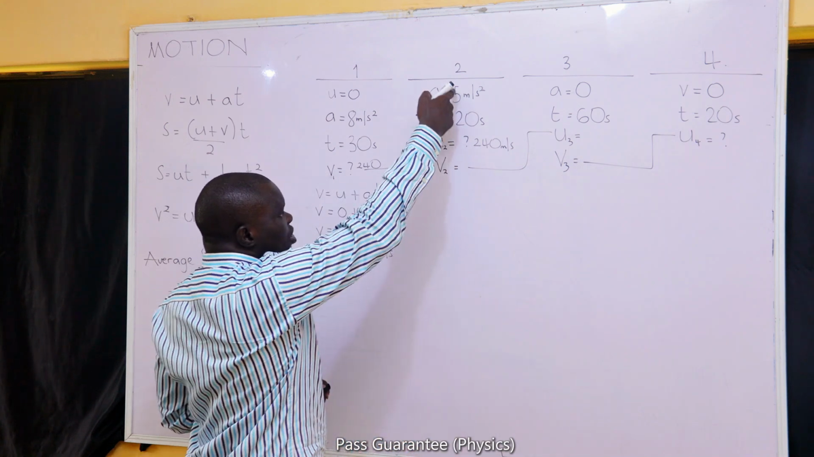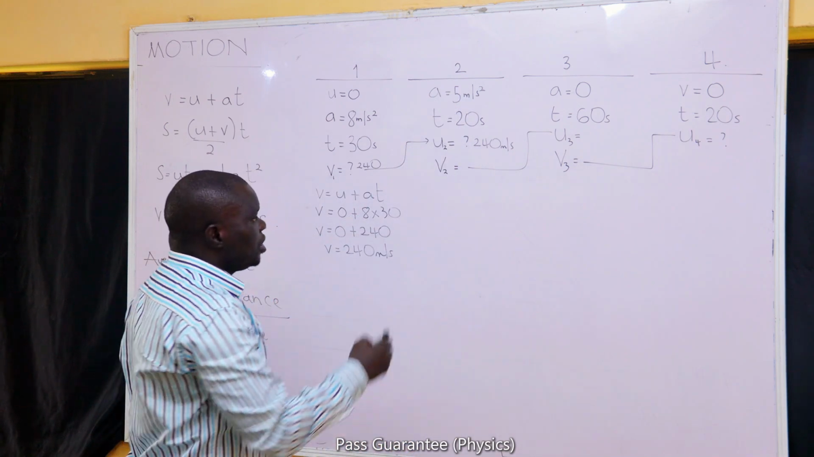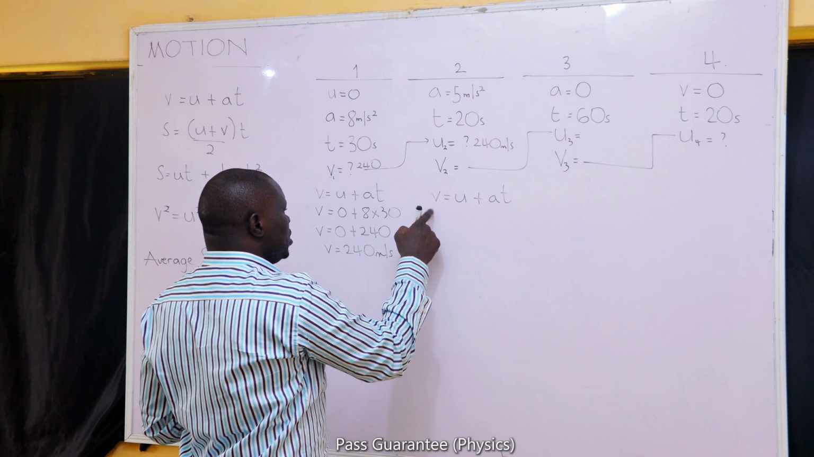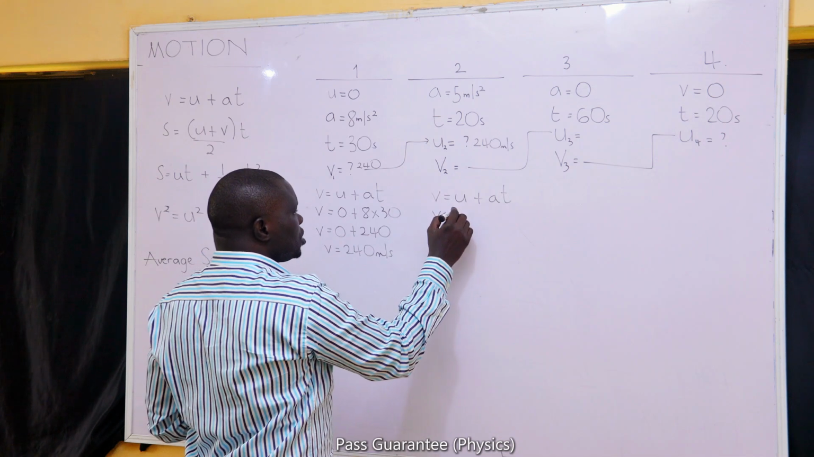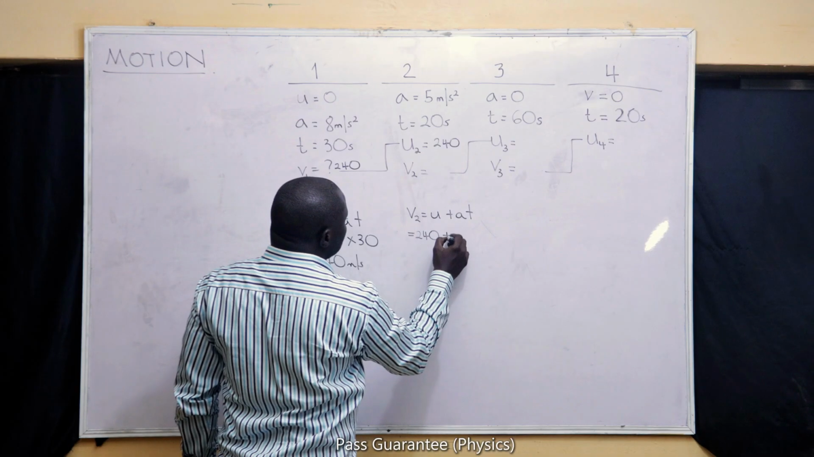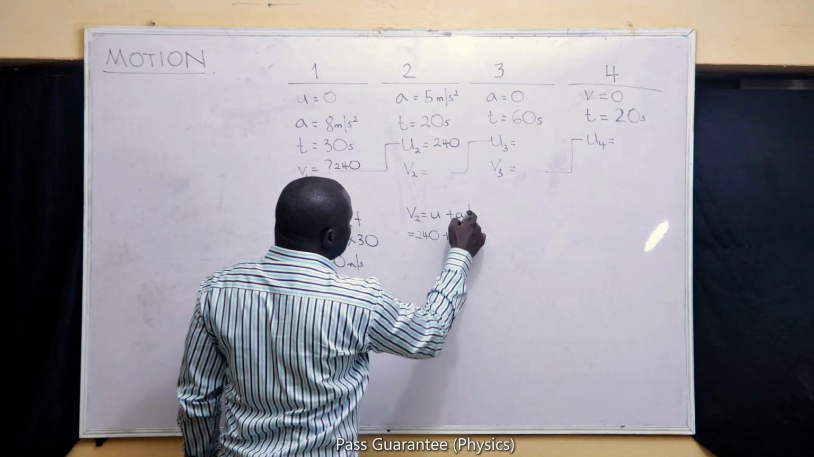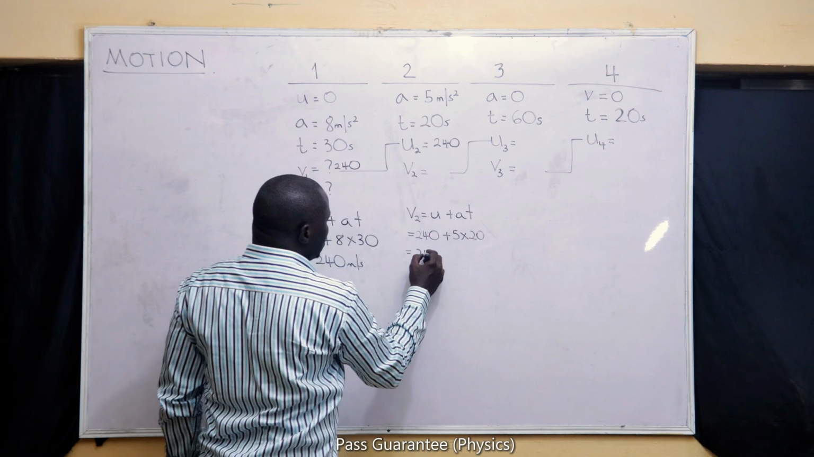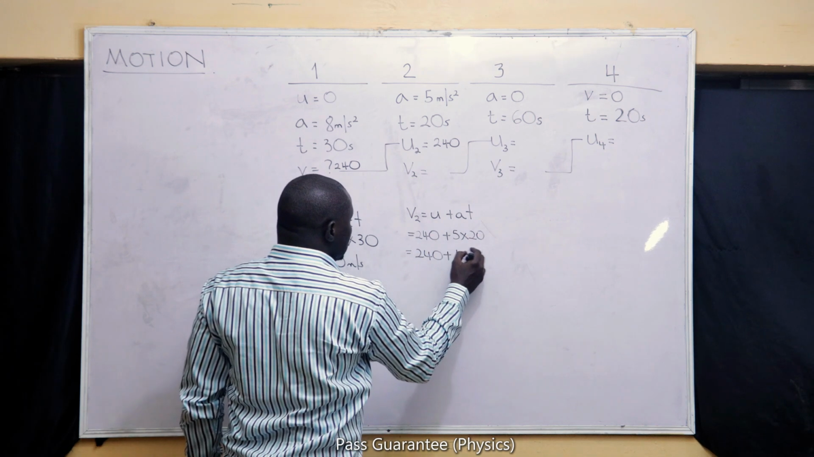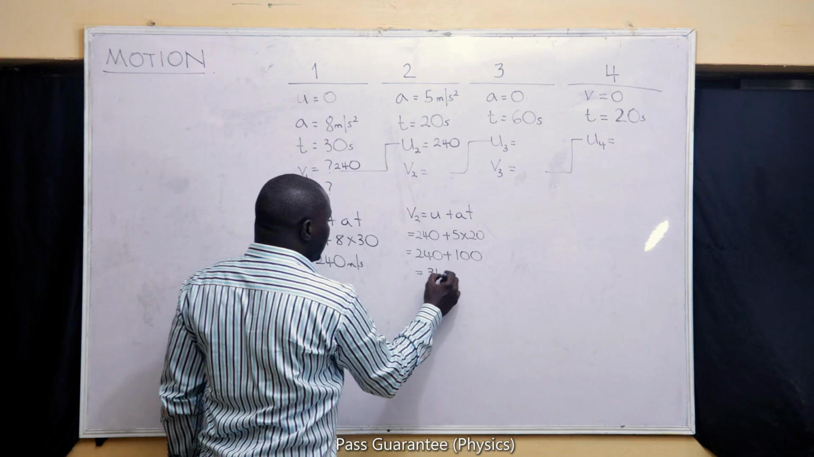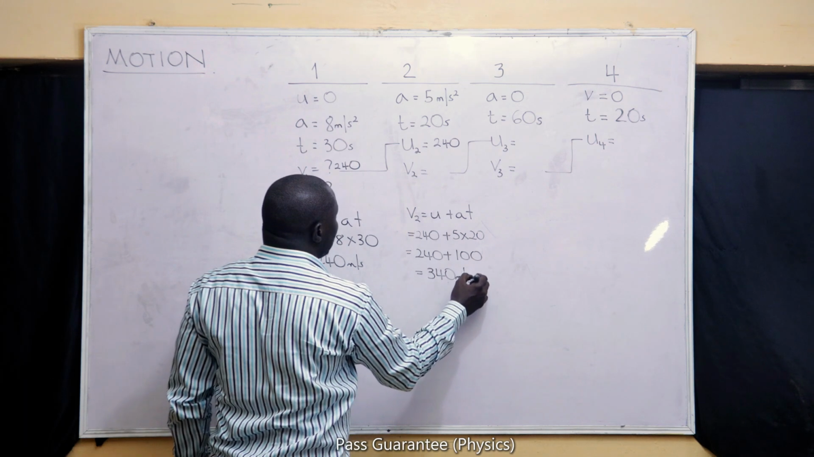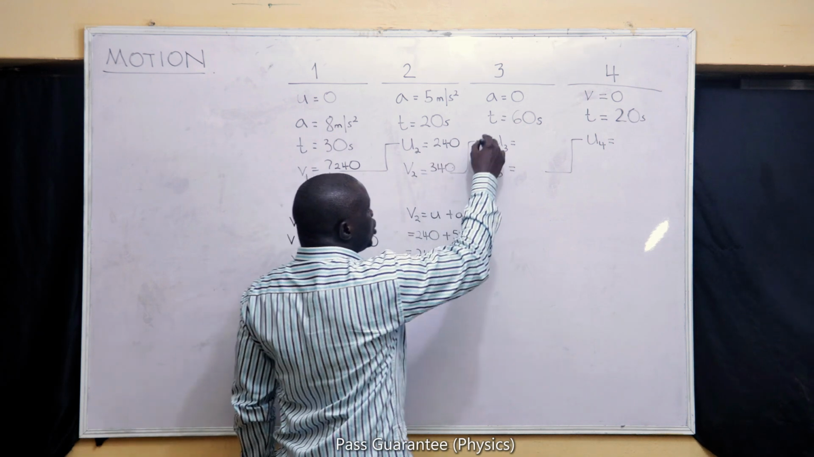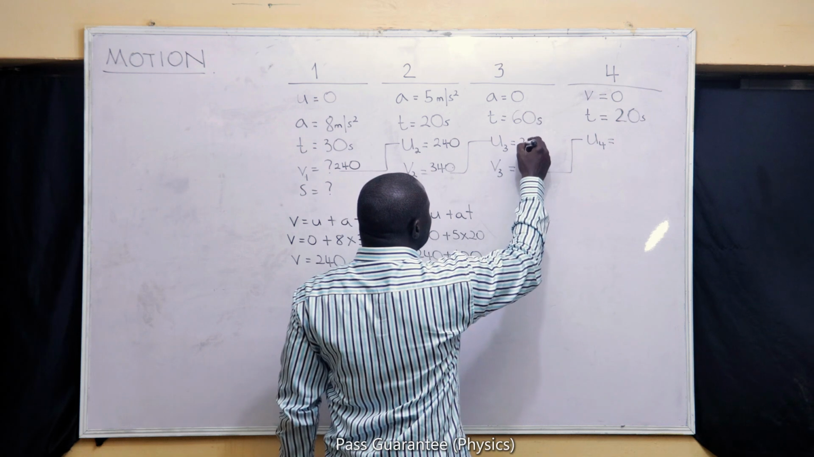With this information, I can also find V. If I need to find V, V must be equal to U plus AT. My U is 240, plus A is 5 multiplied by T, and T is 20. So we'll have 240 plus 100. 240 plus 100 will give us 340 meters per second as the final velocity of the second part. So 340 meters per second, being the final velocity of the second part, must be the initial velocity of the third part.